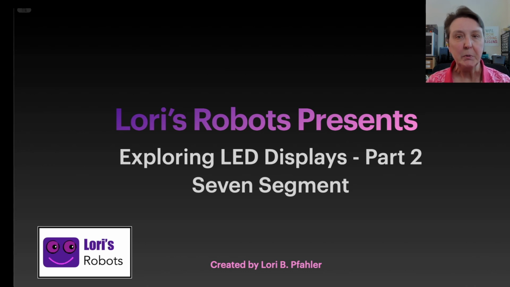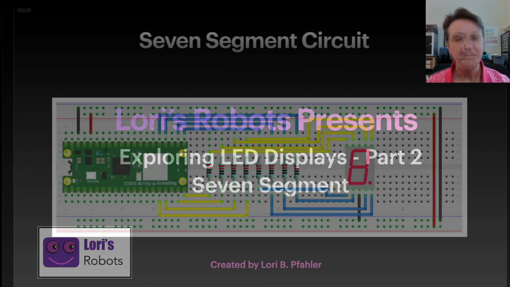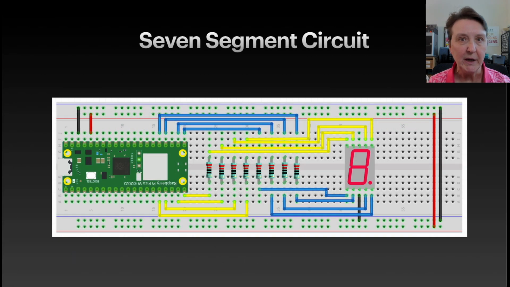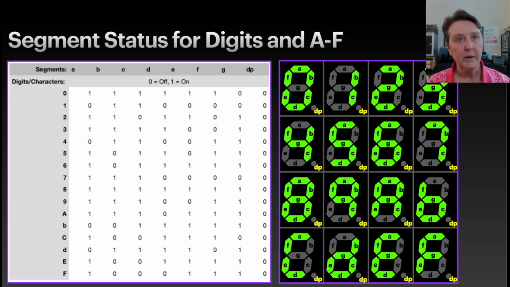This is part 2 of the LED set of episodes, and we're going to finish up working with the 7-segment display. All right, a reminder of the circuit we had in part 1. We have our 7-segment display connected through current limiting resistors into 8 pins on our Pico W. Now, to form the digits 0 through 9, we need to figure out which of the segments needs to be turned on to get that particular digit.